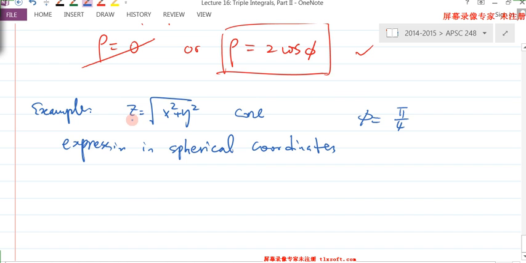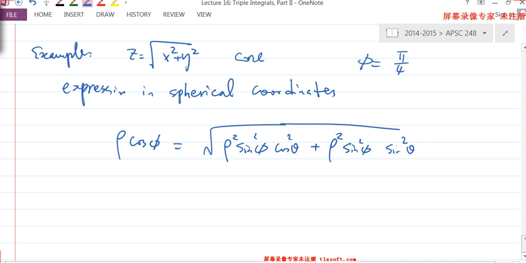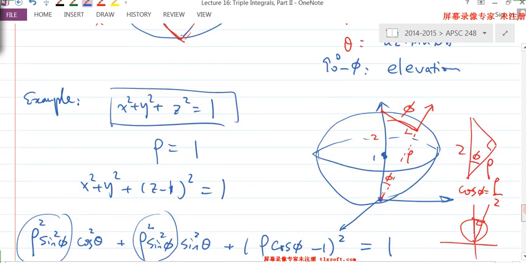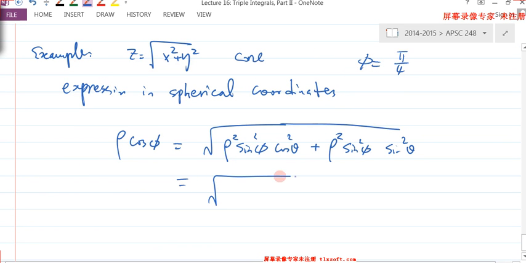So let's try this. Let's substitute z with rho cosine phi, and x squared plus y squared with rho squared sine squared phi cosine squared theta plus rho squared sine squared phi sine squared theta. Substitute x, y, z with the corresponding three expressions. Then inside the square root, that gives us a common factor, rho squared sine squared phi.